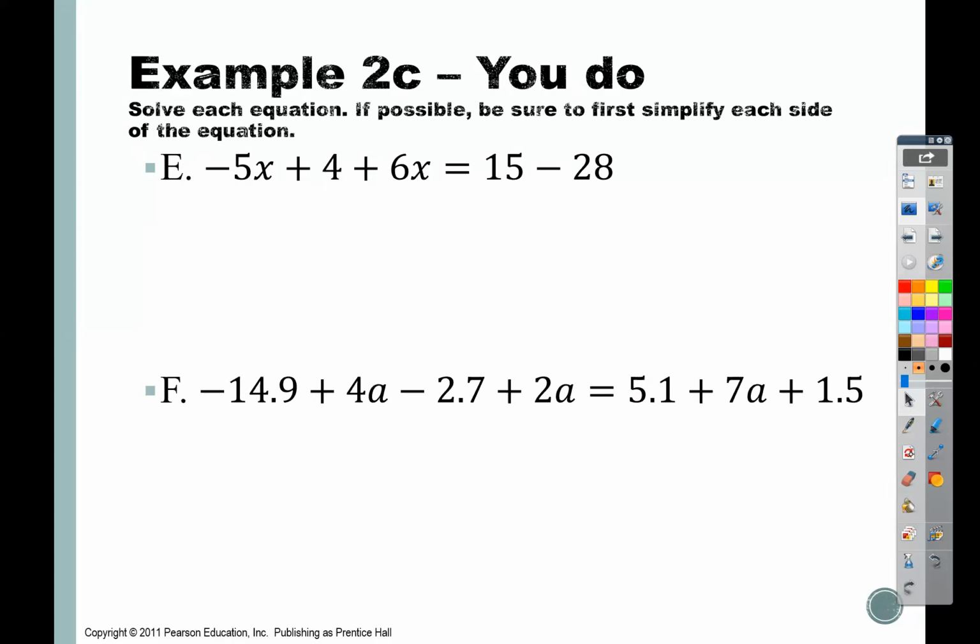All right, I'm going to give you a second to let you do this one. Go ahead and pause it. And the answers are -17 and 24.2.